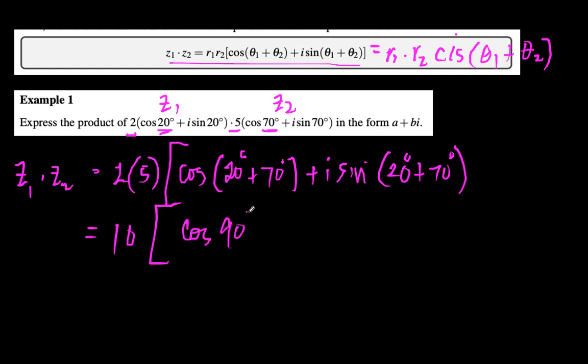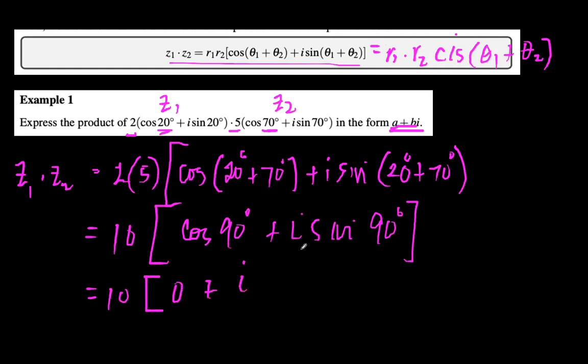cosine 90 degrees plus I sine 90 degrees equals 10. Okay, what is cosine? Sabi dito class, in the form of rectangular a plus bi. What is cosine 90? That's 0 plus I. What is sine 90? That's 1. So this becomes 0 plus 10i, which is equal to 10i. So therefore, the product is now 10i.